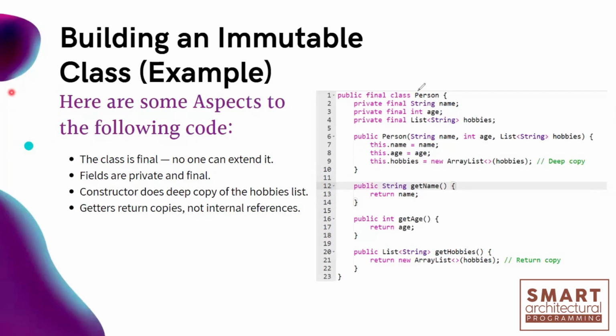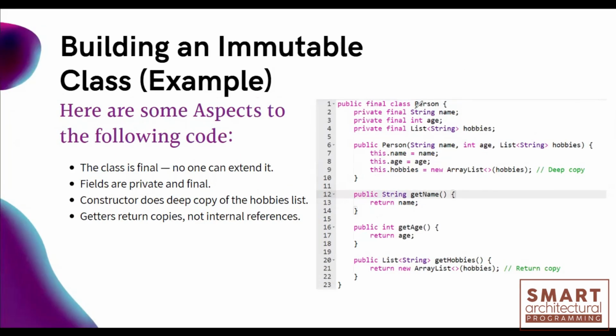You see this class here, Person. This Person class is very essential because we're building it to explain how immutable classes work in Java. Looking here, there are some aspects that are important in this particular code base that we're going to go over. Let's highlight those aspects that you need to take a look at.